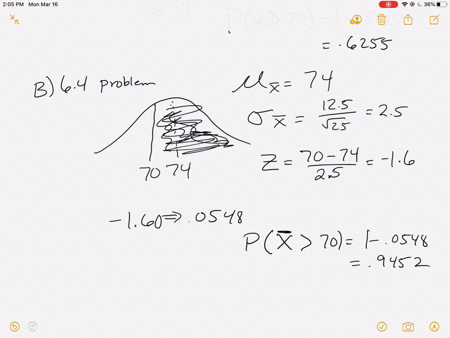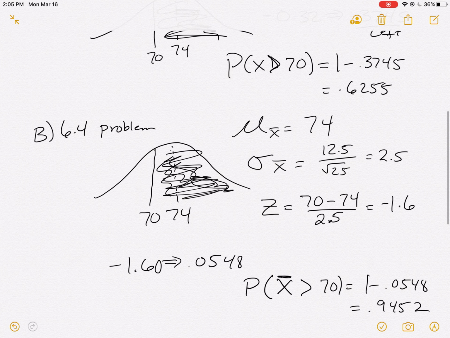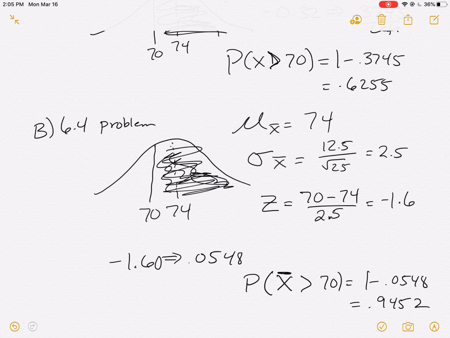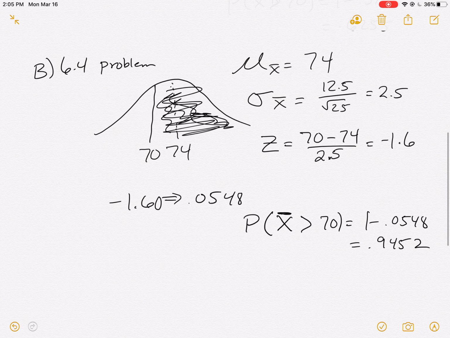And so it's much more likely for the group of women to average out to be above 70 because the mean's included in that region. As we deal with groups, they get really, really close. Their average gets really close to the mean. So if the mean's ever included, you get a higher probability. For the individual, it was 0.6255, but for a group of 25 women, it's 0.9452.